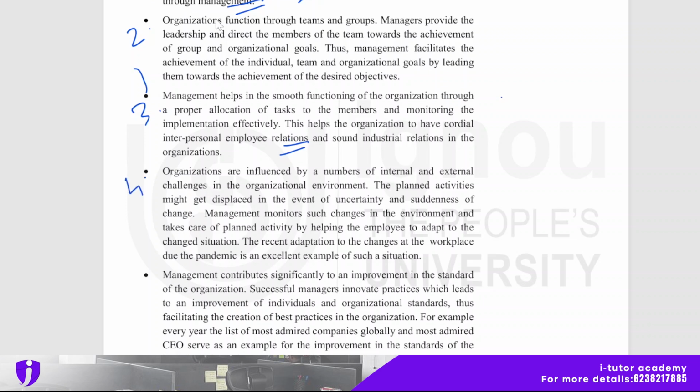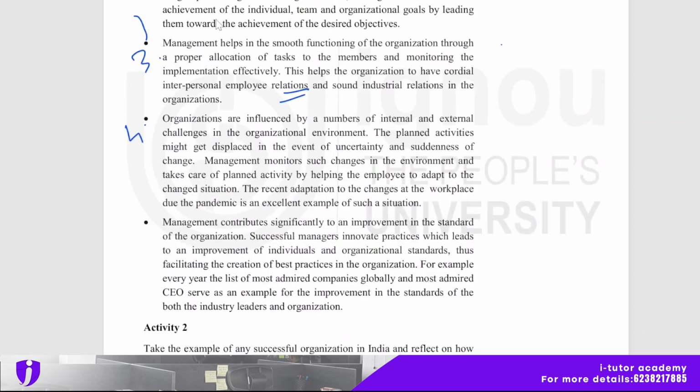The fourth point is that organizations are influenced by a number of internal and external challenges in the organizational environment. The planned activity might get displaced in the event of uncertainty and suddenness of change. So management monitors such changes in the environment and takes care of planned activity by helping the employees adapt to the changed situation. The recent adaptation to change at the workplace due to the pandemic is an excellent example. Whenever an emergency suddenly comes, preparing for it is the main function of management.